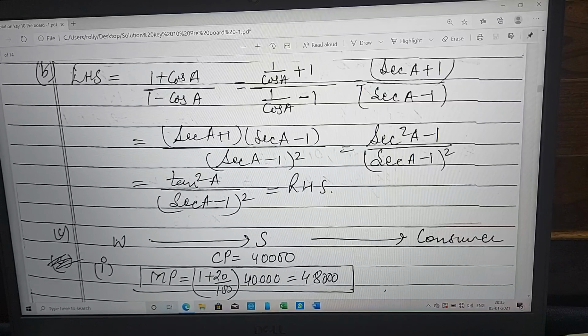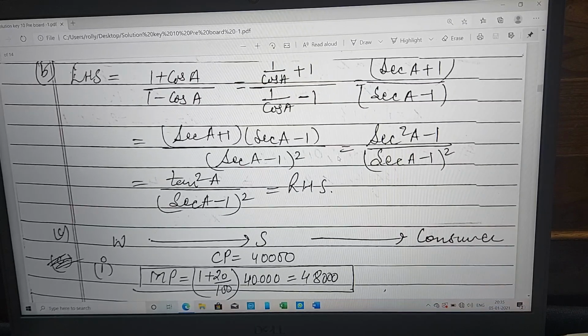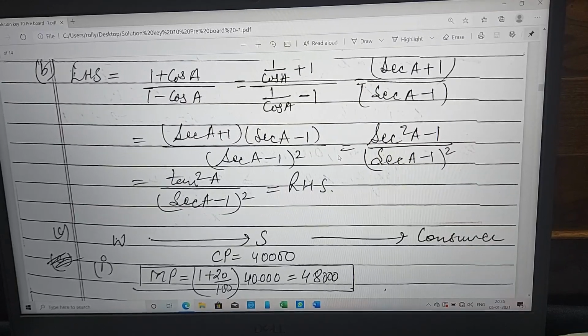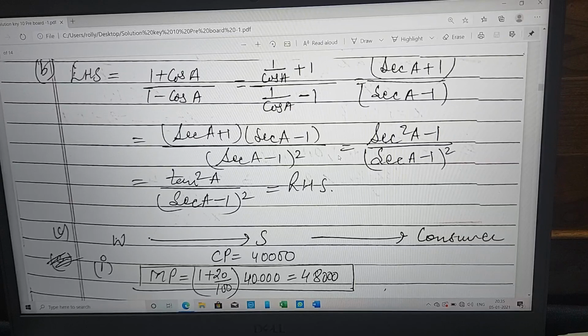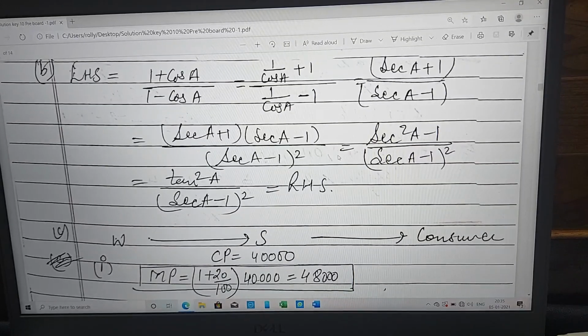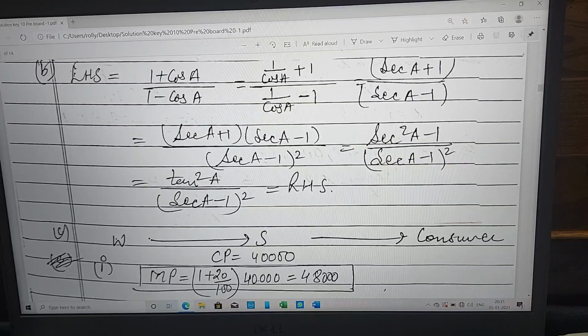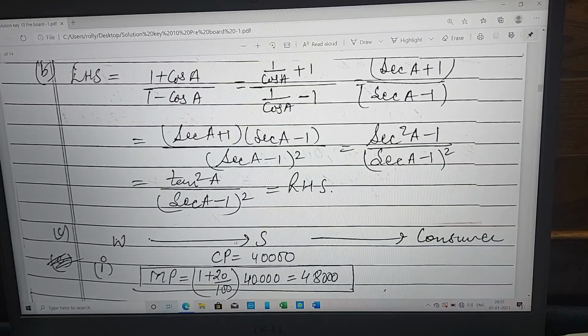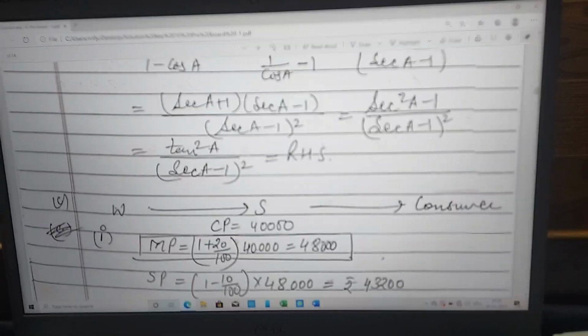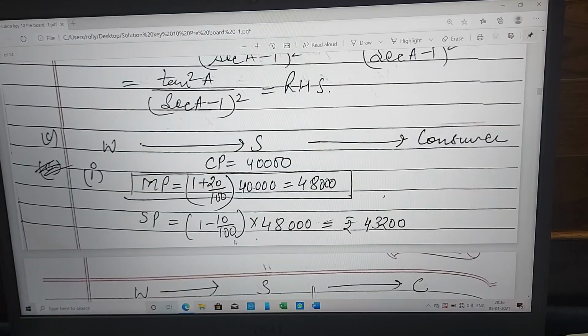So 1 upon cos A plus 1, 1 upon cos A minus 1, so that we have sec A over here. Then I have multiplied by the conjugate. You can multiply by the conjugate earlier also. Okay, it is almost the same. So sec A plus 1, sec A minus 1, it becomes A plus B, A minus B, which is A square minus B square. So it becomes sec square A minus 1, which is tan square A, and in the denominator it becomes sec A minus 1 whole square.